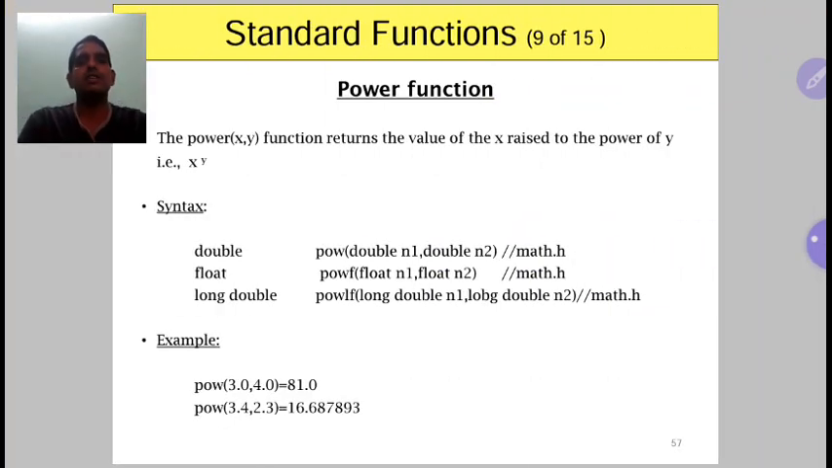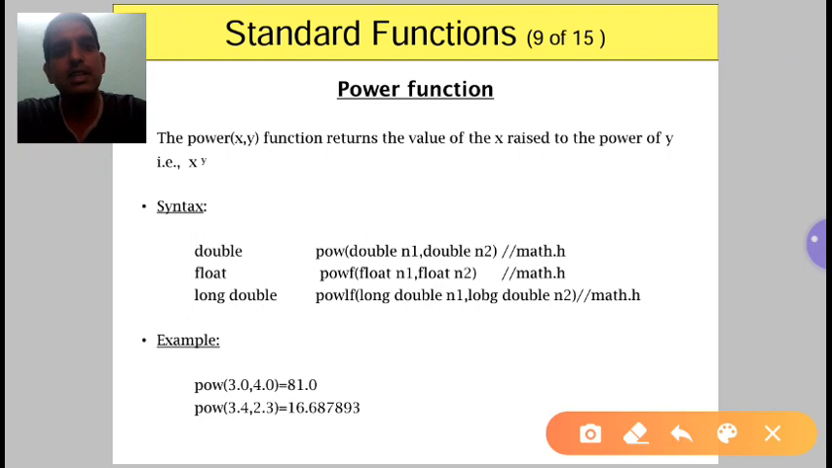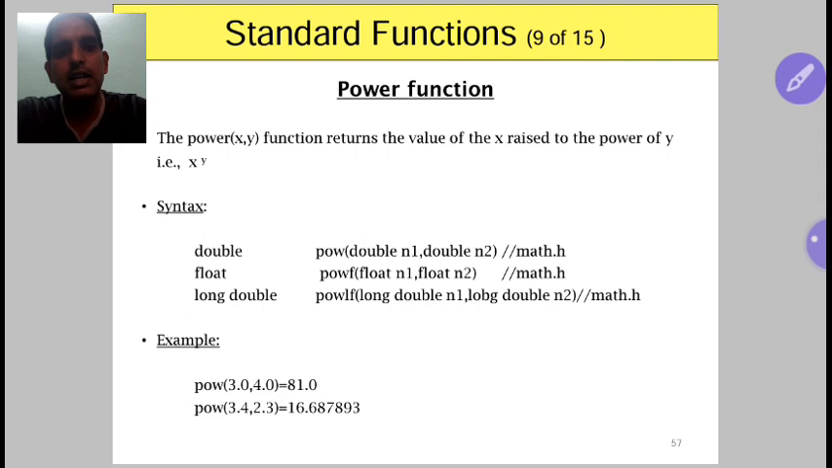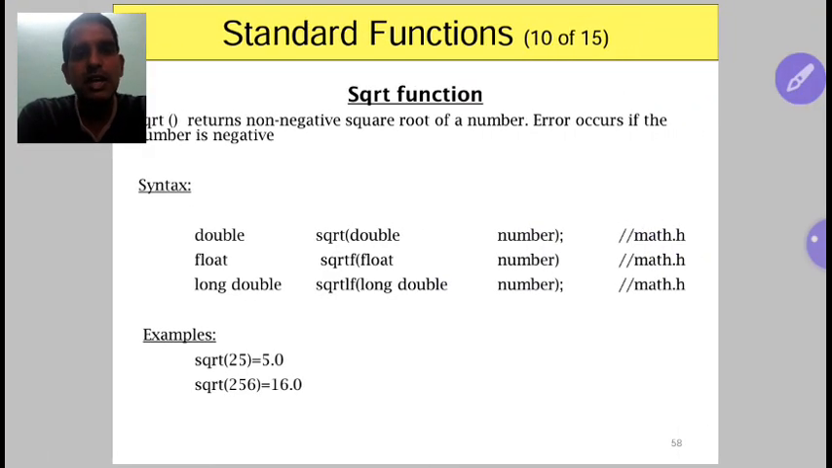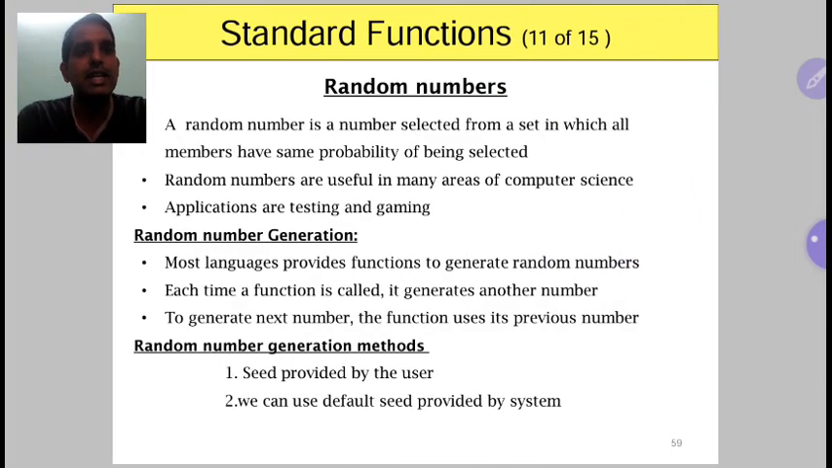Next, you have the power function. In order to use the power function, you have to include math.h. You can perform pow(x, y), which computes x to the power y. For example, pow(3.0, 4.0) can be used in this manner. So this is regarding the power function. In the similar manner, if you want to find the square root of any non-negative number, you can use sqrt(25.5), and it will return the value. All these functions are present in math.h.